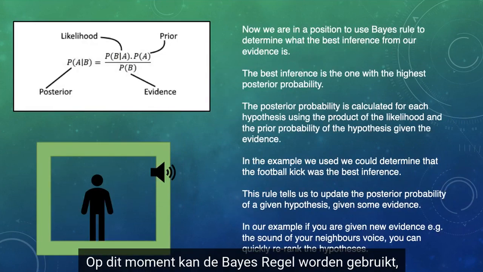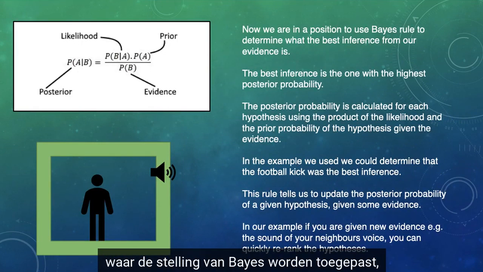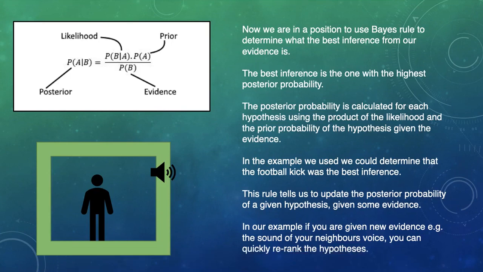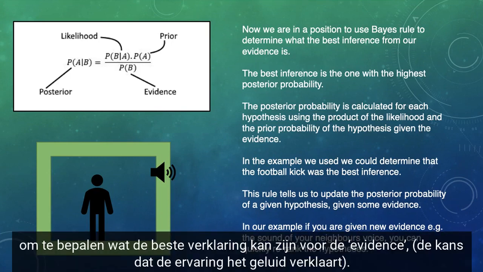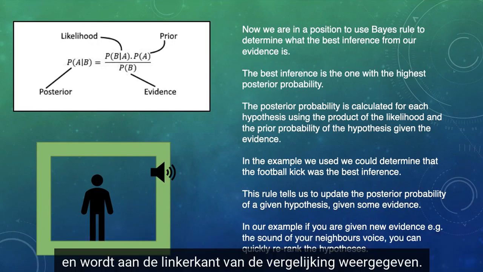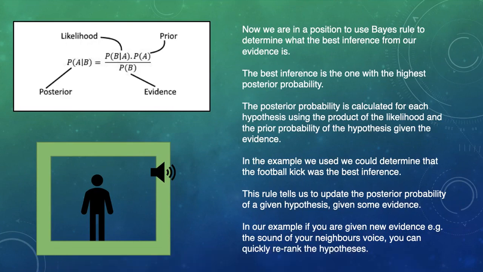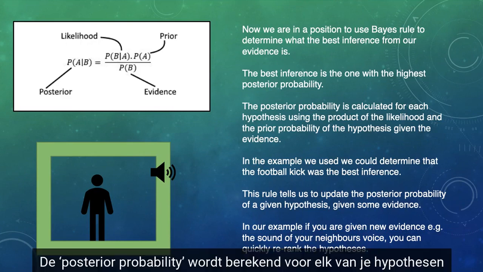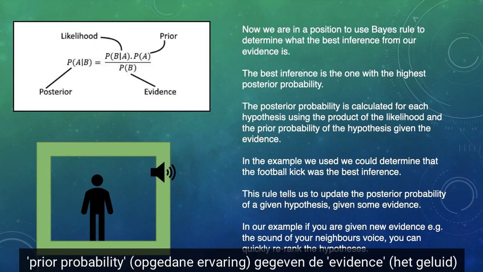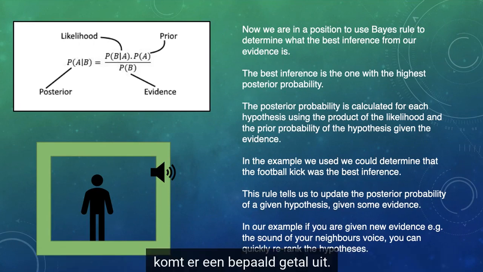Okay, so this is where Bayes' rule can be used. We can now use these pieces of information, the likelihood, the prior, and the evidence, to determine what the best inference would be from our evidence. And the best inference is the one with something called the posterior probability, and it's shown on the left-hand side of that equation. The posterior probability is calculated for each one of your hypotheses, and then using the product of the likelihood and the prior probability given the evidence, you can get a figure for that.